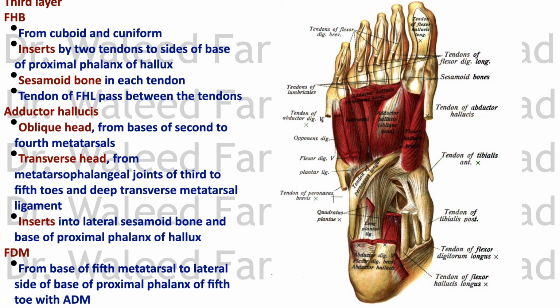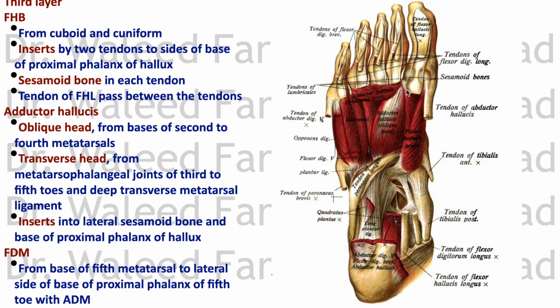Now the third layer, the flexor hallucis brevis, arises from the cuboid and cuneiform, inserts by 2 tendons into the side of the base of the proximal phalanx. This is the flexor hallucis brevis. See? By 2 tendons, it splits.